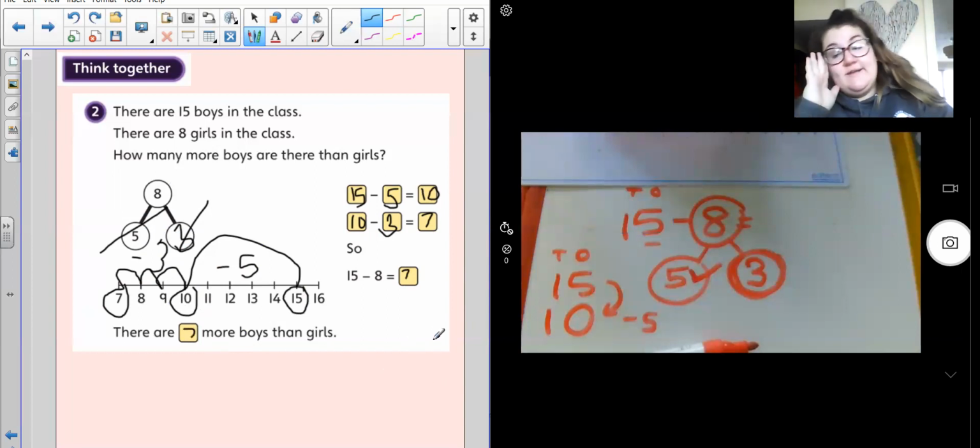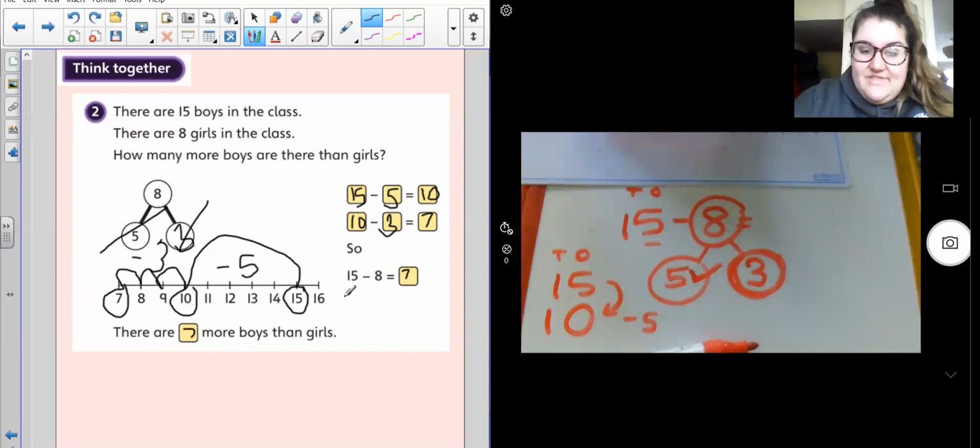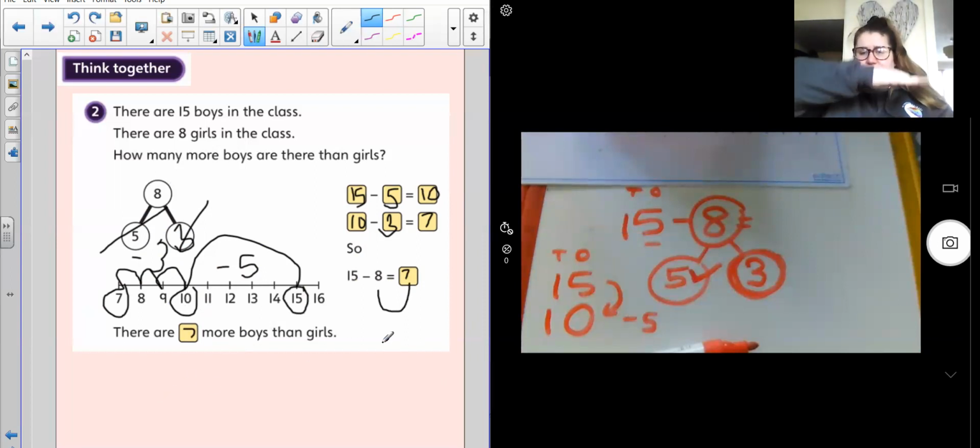And you can check your answer is correct by adding these 2 values together. And if 8 add 7 is 15, we've got it right. And we can do the inverse. So at the moment, we are doing subtraction. But if we do addition, we can use addition to check our answer.